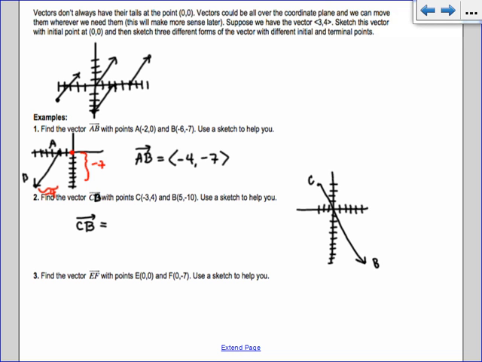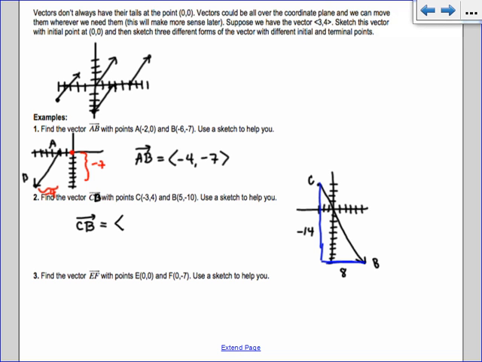So if I talk about vector CB, I want to know how far it goes down and how far it goes over. Okay, it goes over, let's see, from -3 to +5, so it goes over 8, and it goes down from 4 to -10, so down 14. So the vector ends up being 8, -14. It's like you move it, starting at 0, 0, it would go over 8, down 14.